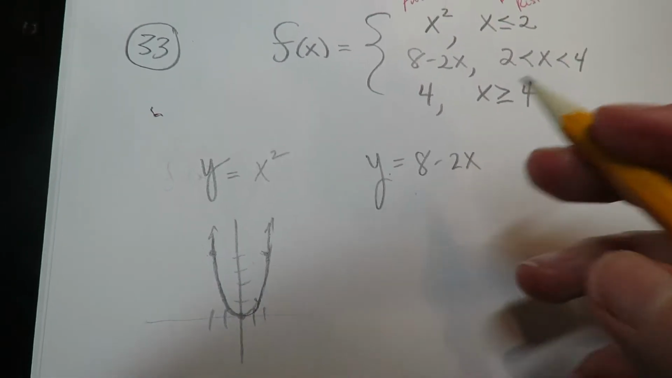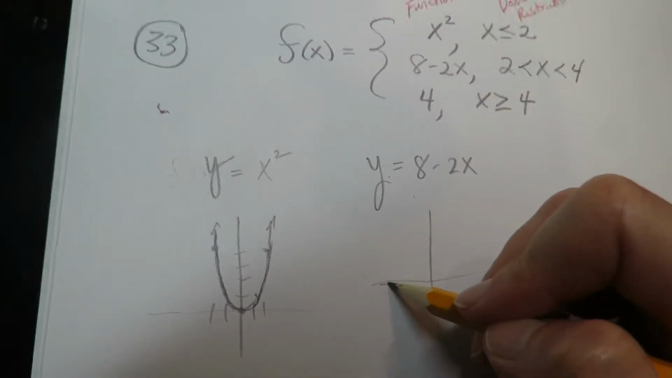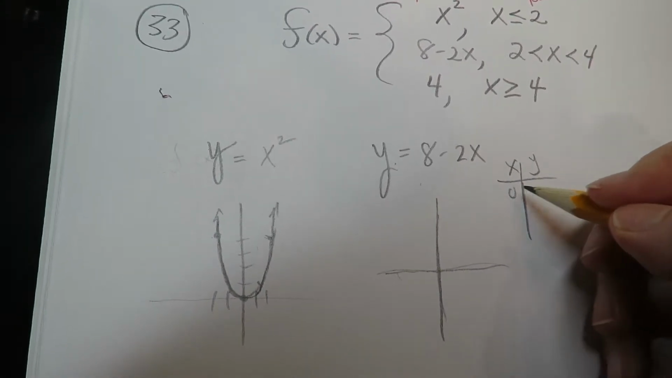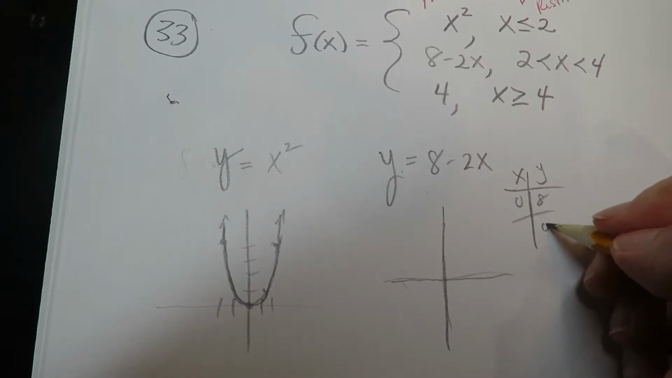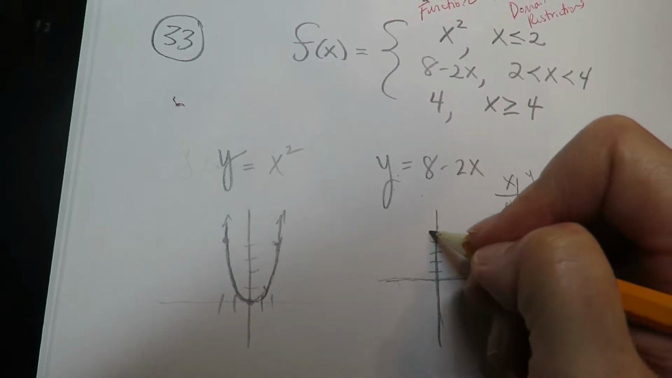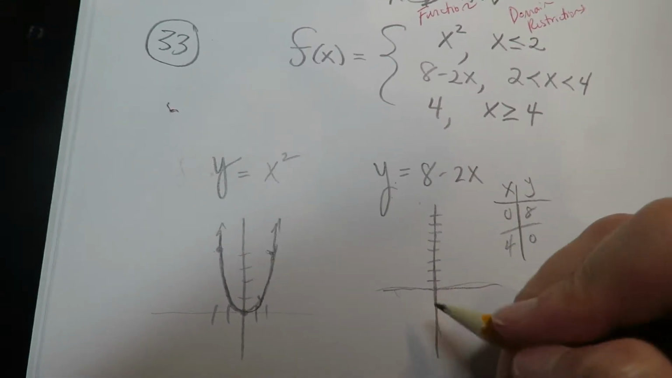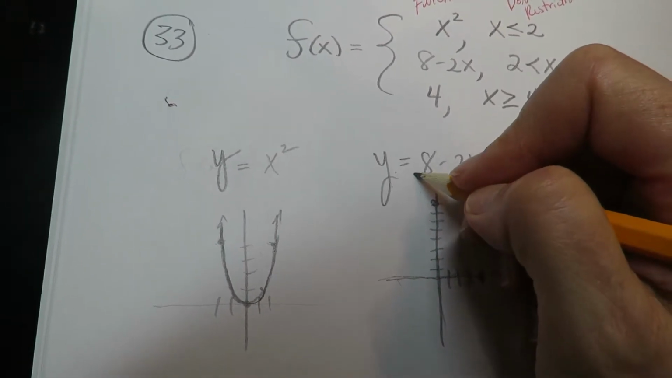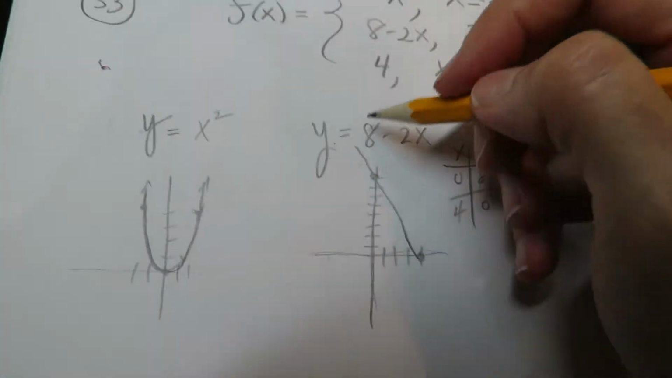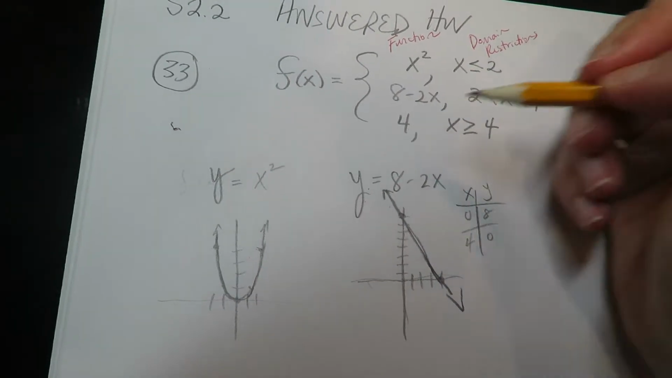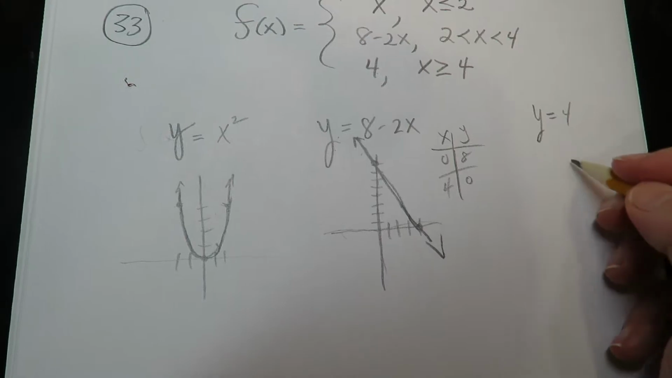Okay, the next function, that's linear. So whenever you do a linear case, see if you could just graph the intercepts. So like if x is 0, y is 8. If y is 0, x is 4. And then the last function, y is 4.